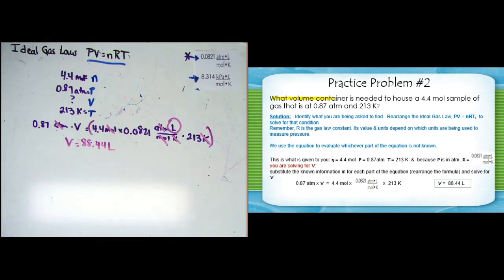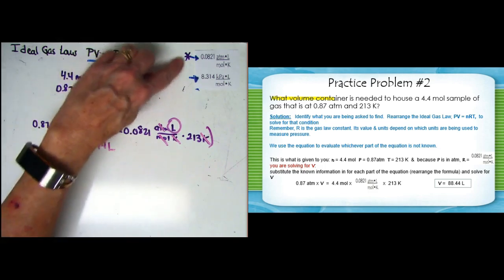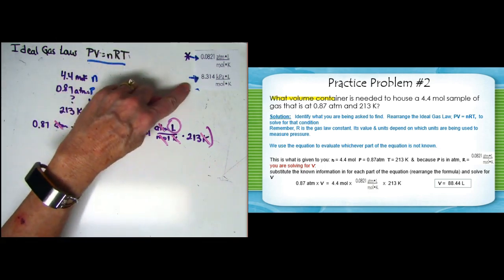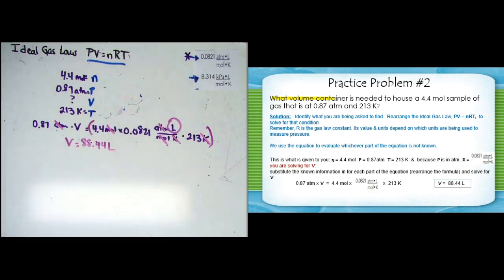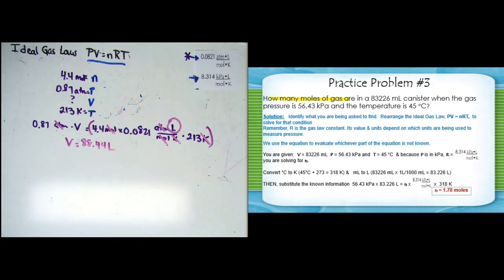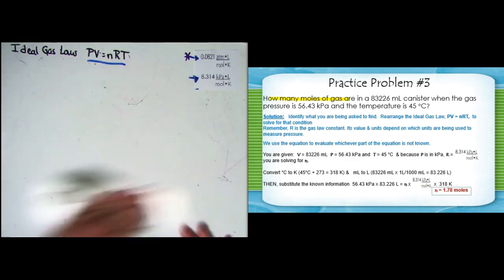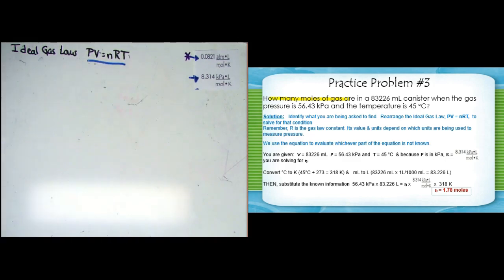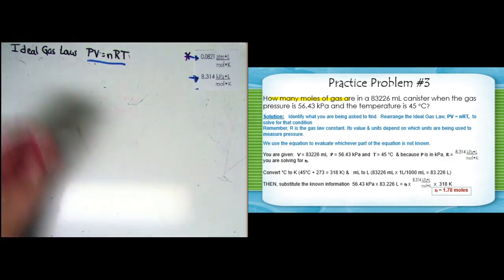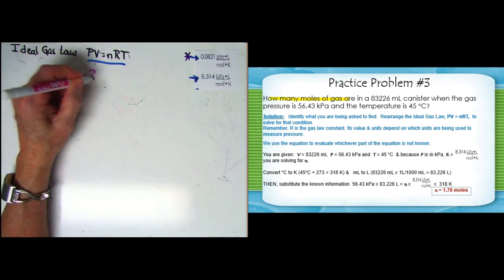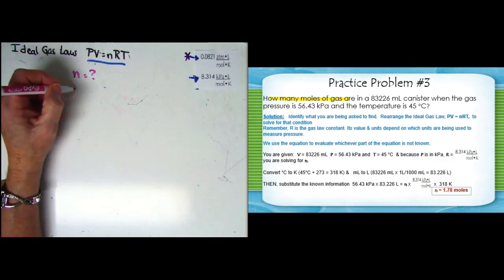These are very simple problems. The biggest thing you need to do is be able to assess what your units of pressure are, and based on that you need to decide which R value you're going to use, and otherwise it's a matter of substituting in. Alright, let's move on. Practice problem number 3. Practice problem number 3 says, how many moles of gas? We know we are looking for N. We are looking at volume.